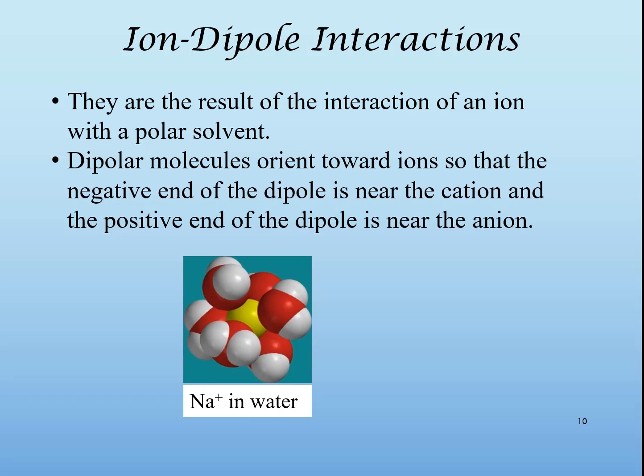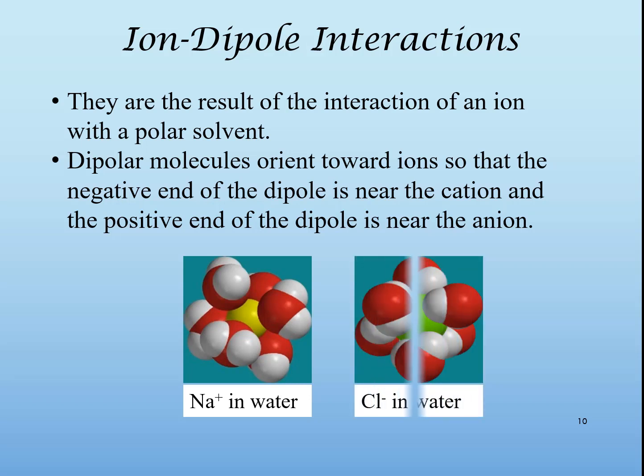You see this here for the sodium ion in water, which surrounds itself with the oxygen side of water, and the chloride ion, which surrounds itself with the hydrogen atoms of water. Both of the ions are solvated, and this is why sodium chloride dissolves in water.